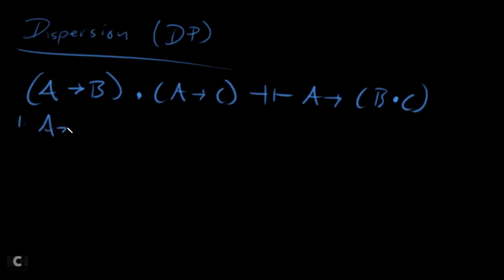Alright, dispersion in the other direction looks like this. We start with A arrow, B dot C. And our goal is to get this thing, A arrow B and A arrow C. So with this assumption in place, so far we're stuck. Now we know the last move is going to be an AND in, so we would do arrow in for each of these respectively. First of all, we do this one. Go for A, provisional assumption. Get B. A arrow out. We get B dot C.